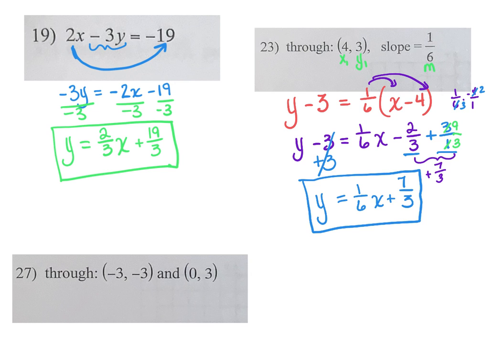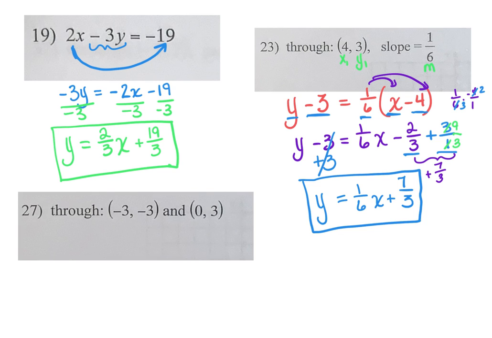So you just have your y minus your y, your slope, and your x minus your x. Then you're just distributing and moving the number over, and you're done. So the worst part of this is working with your fractions. Make sure you know how to multiply and add fractions. Very important.